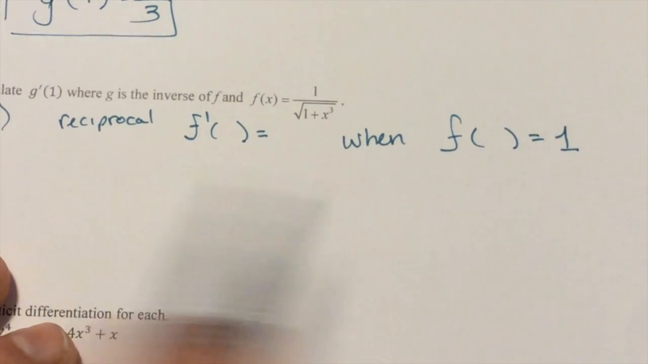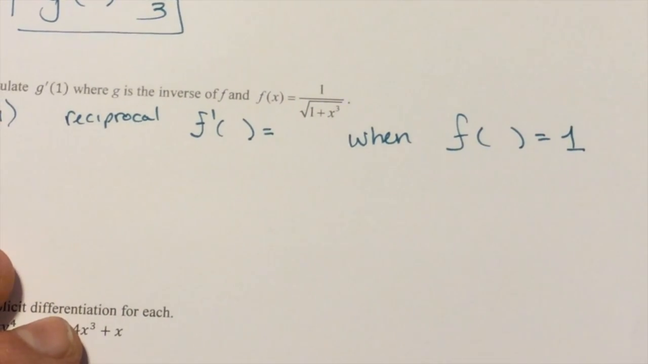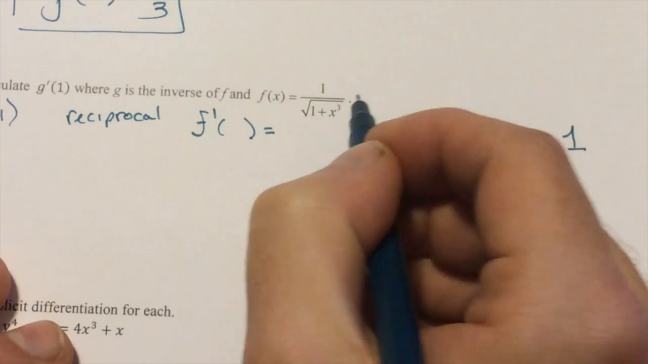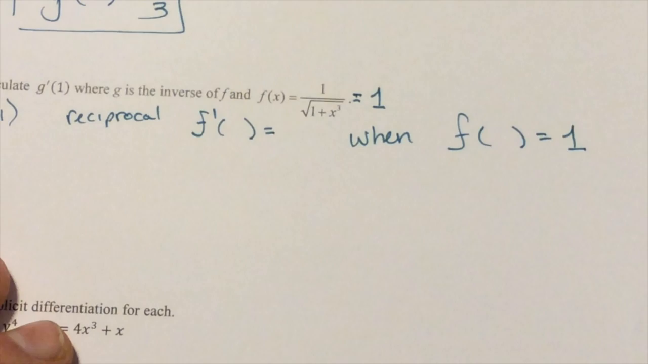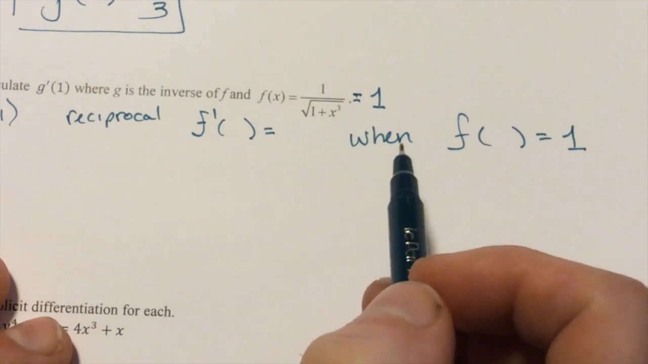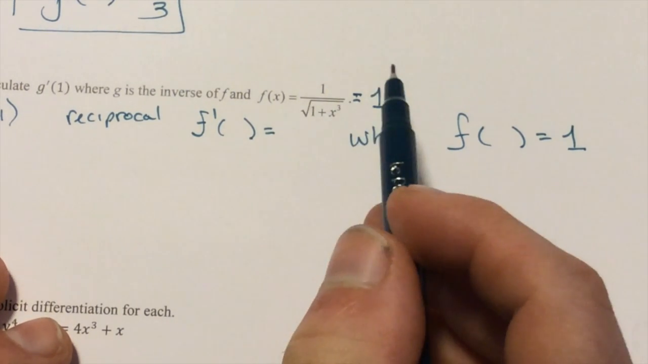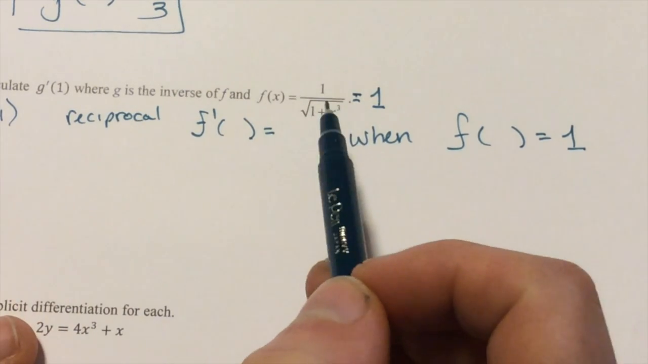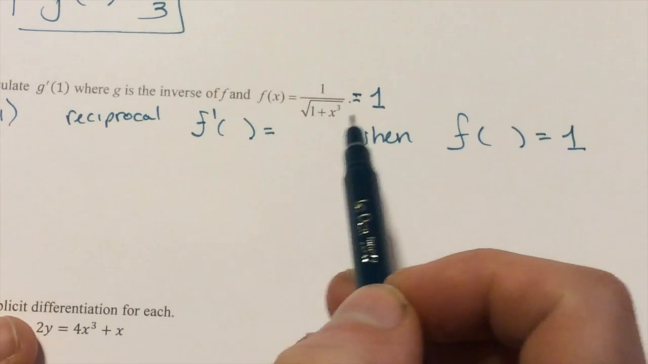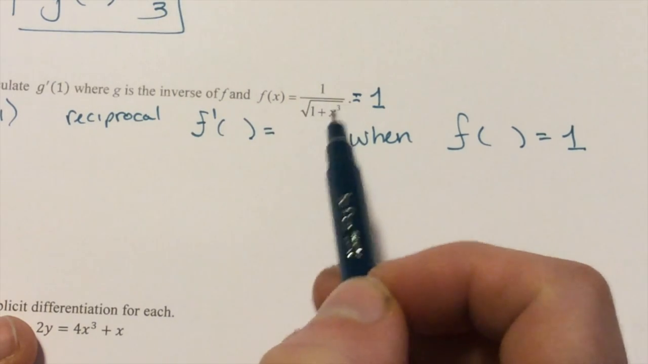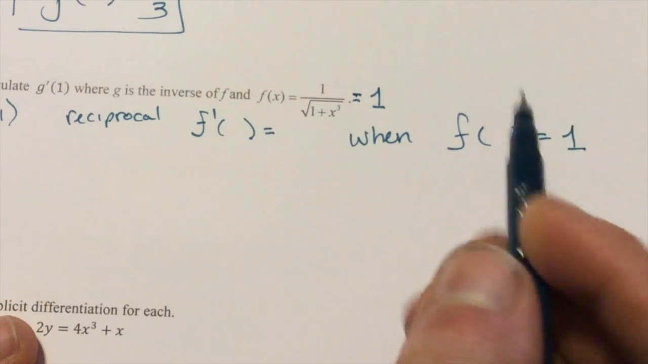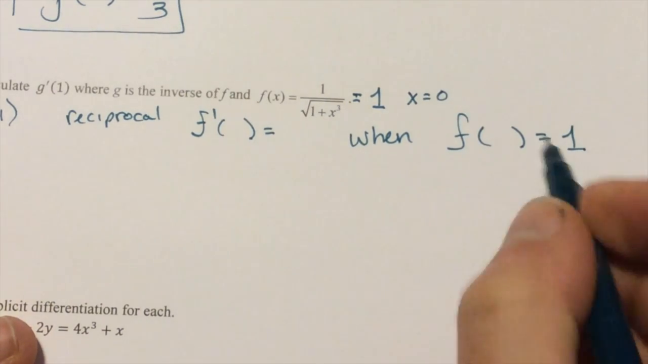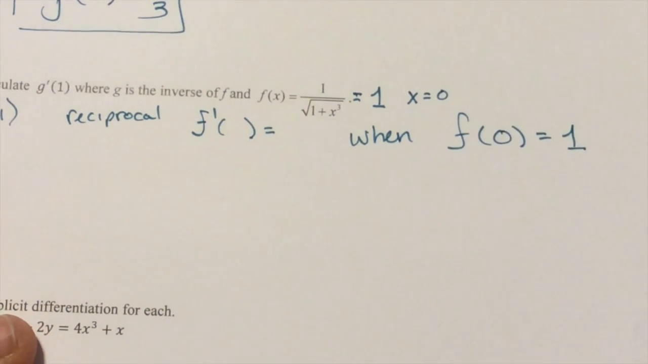So we have our function. We're not asked to find the inverse. So we want to know when f is equal to 1. So I want to set our function equal to 1. Now, we could multiply and solve this, or we can simply investigate: 1 divided by some number is equal to 1. So what makes this denominator 1? The only time that could be is when x equals 0. So f of 0 equals 1.